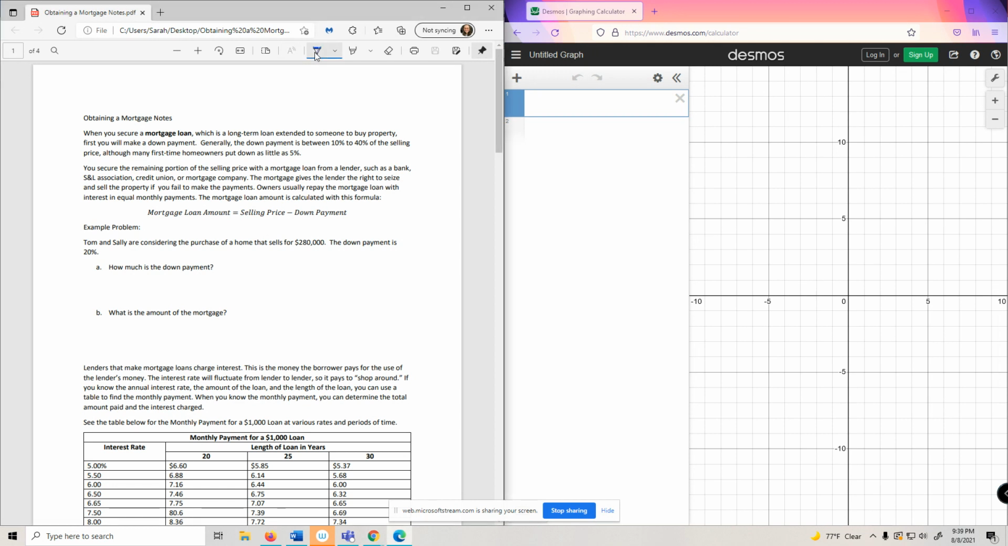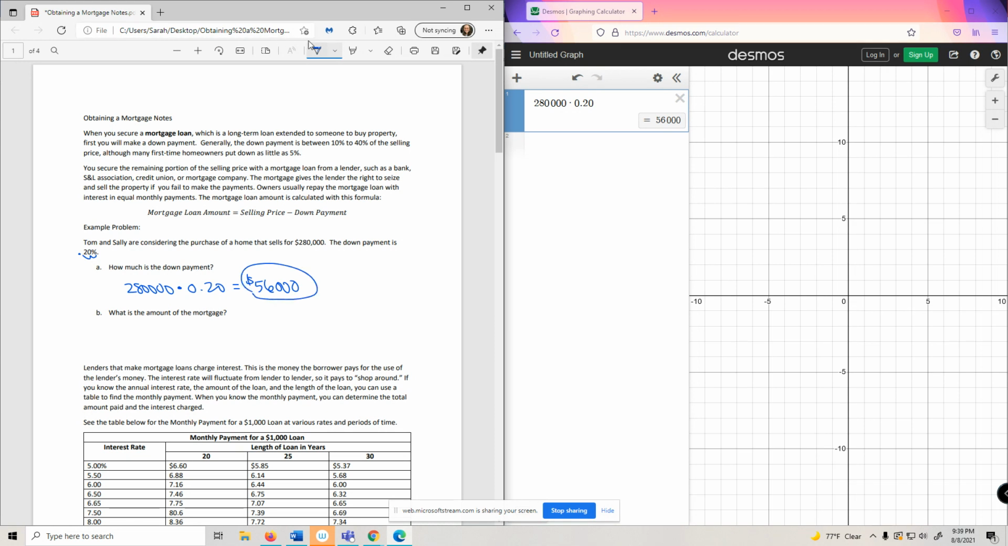So to find that actual dollar amount, we're taking the home cost, which is $280,000, times that down payment as a decimal. Remember that we moved the decimal two places to the left, so that becomes 0.20. And so we can just use Desmos. $280,000 times 20% gives us $56,000 for the down payment.